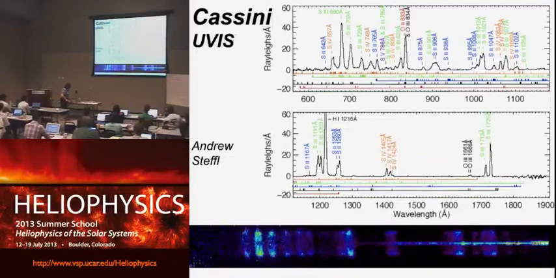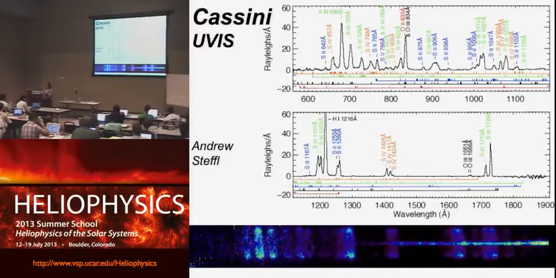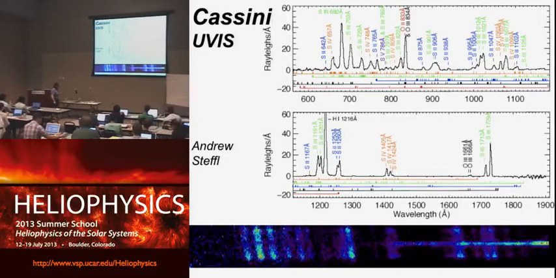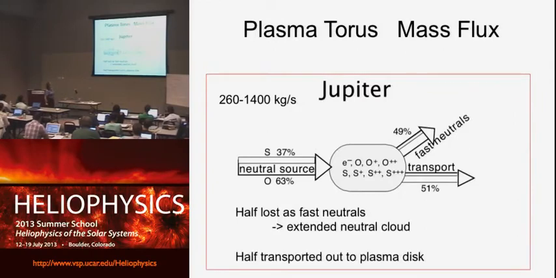And you can analyze this to get a sense of the composition, the temperature and the electrodynamics of the physical chemistry of this system, just as you can look at the solar corona and look at the different ions and work out what's going on in terms of the physical chemistry of the solar corona. Very similar sort of physics there. So what's happening when we look at the mass flux? We have a source of sulfur and oxygen as neutrals.